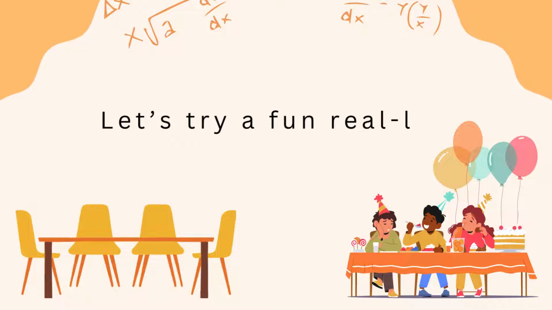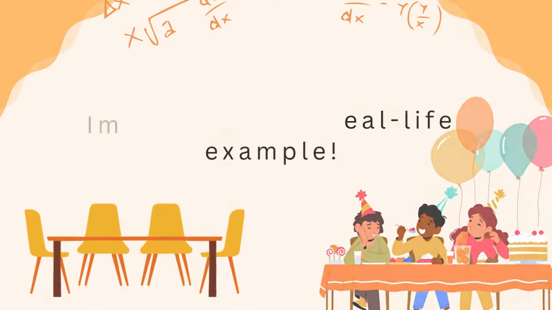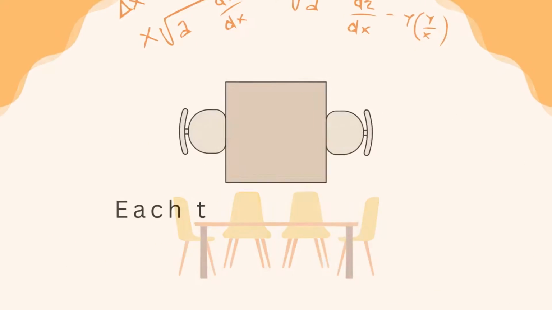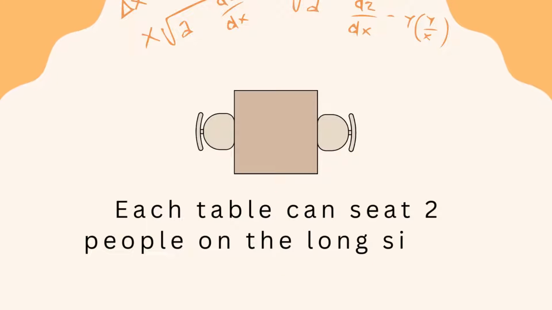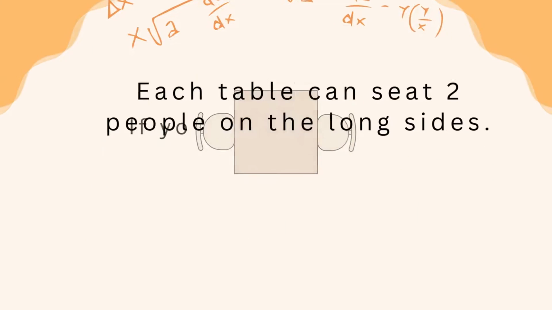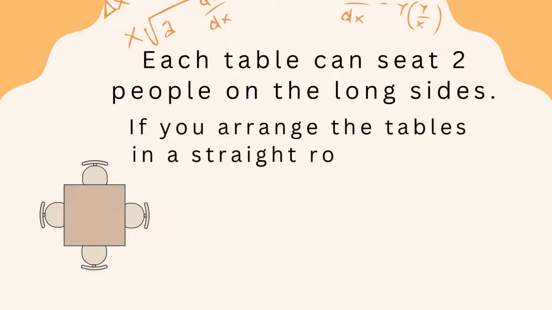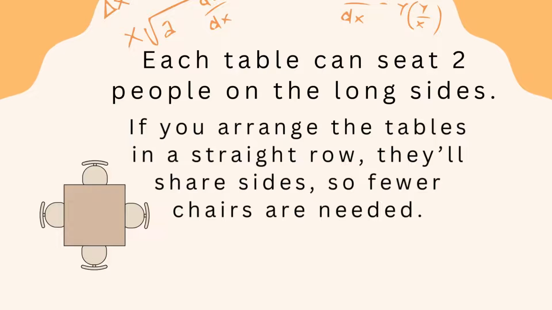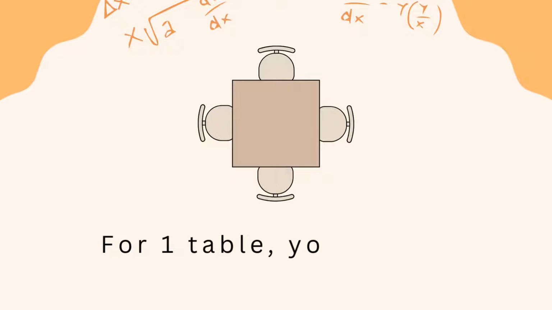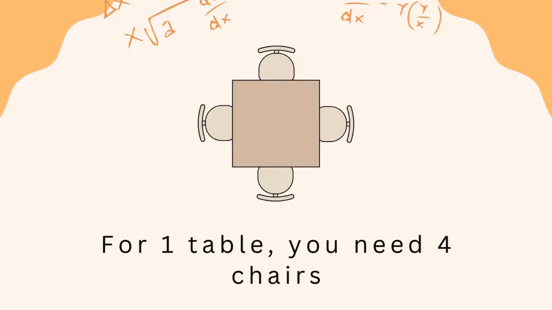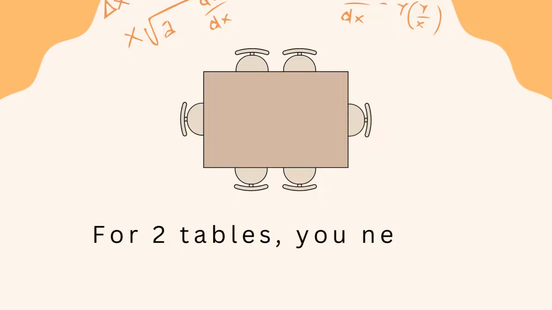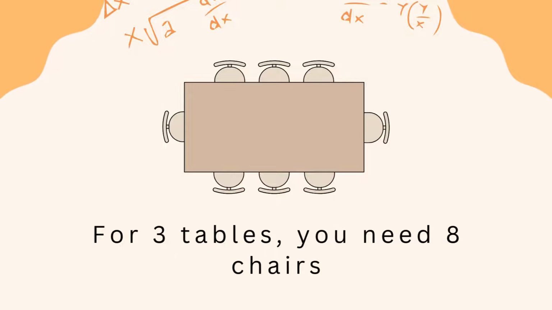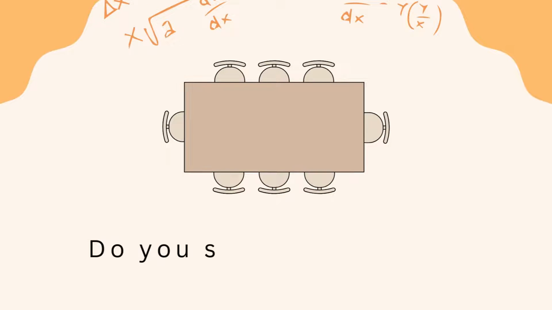Now, let's try a fun real life example. So, imagine you're setting up tables for a party, and each table can seat two people on the long sides. And if you arrange the tables in a straight row, they'll share the sides, so there are fewer chairs needed. Let's say for one table you will need 4 chairs. For two tables you will need 6 chairs. And for three tables you need 8 chairs. So, do you see the pattern here?